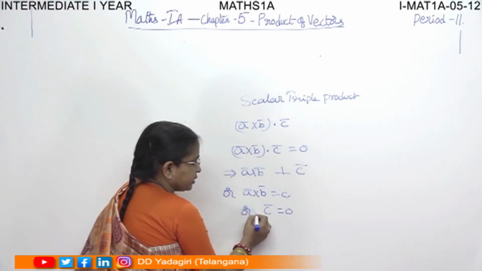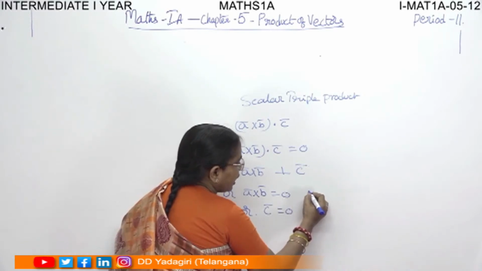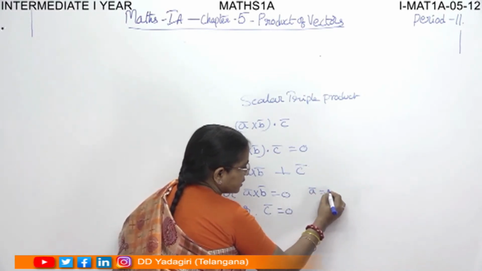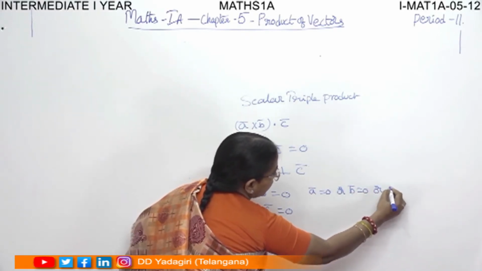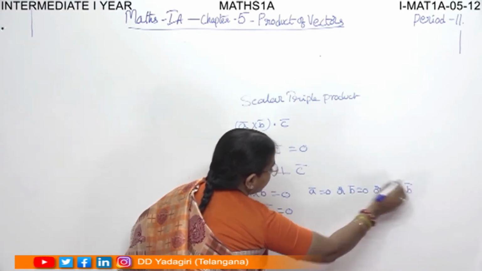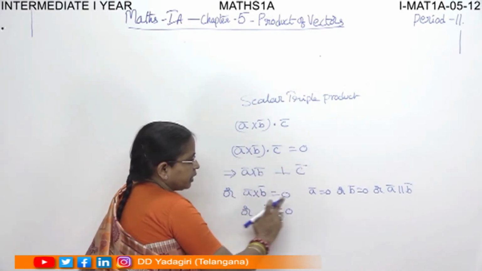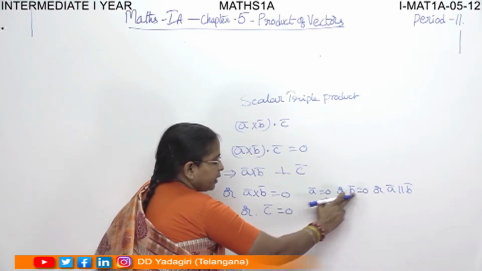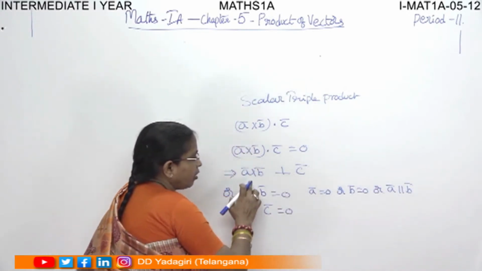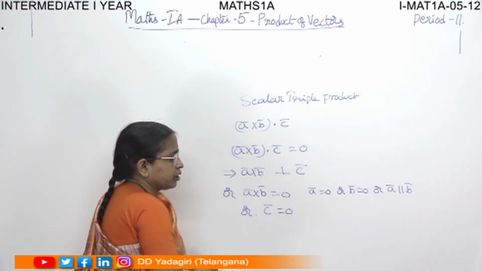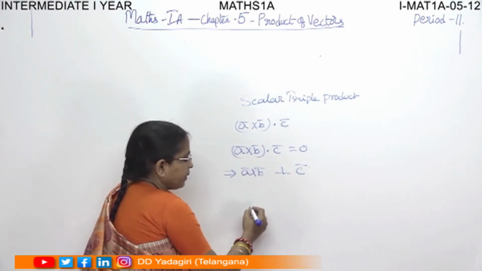These are the possibilities. When is A cross B 0? Either A is 0, or B is 0, or A is parallel to B. So when this is 0, these are the possibilities: either A is 0, or B is 0, or C is 0, or A is parallel to B, or A cross B is perpendicular to C. Now we'll see this part.